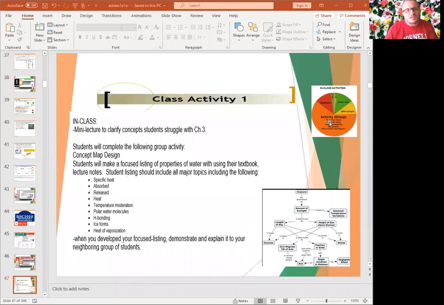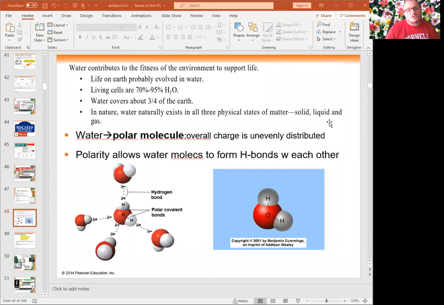So let's get started. Water contributes to the fitness of the environment to support life. Basically, living cells are made of 70 to 95% water. Water covers about 3/4 of the Earth. In nature, water naturally exists in three physical states of matter: solid, liquid, and gas. That's what makes it a very unique molecule.